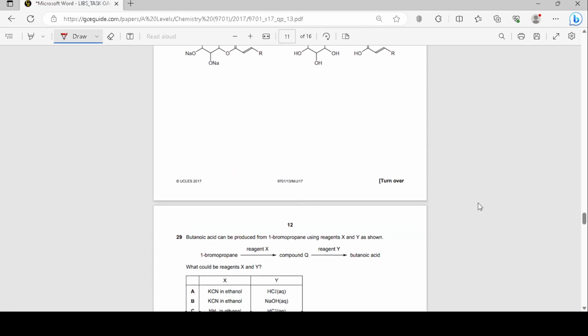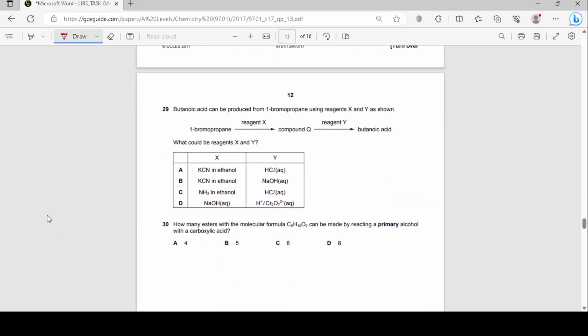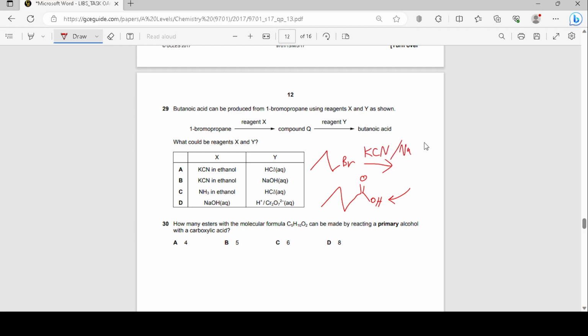Okay, now let's go to the next question. Butanoic acid can be produced from 1-bromopropane using reagents X and Y as shown. What could be reagents X and Y? So let me just draw out 1-bromopropane. You're reacting it with a substance to give you something, and that something is going to give you butanoic acid. Okay, my poorly drawn butanoic acid, but yes. First you had a 3-carbon chain, and then you had a 4-carbon chain. So obviously you're adding cyanide. And how do you add cyanide? You use KCN or NaCN, which is ethanolic.